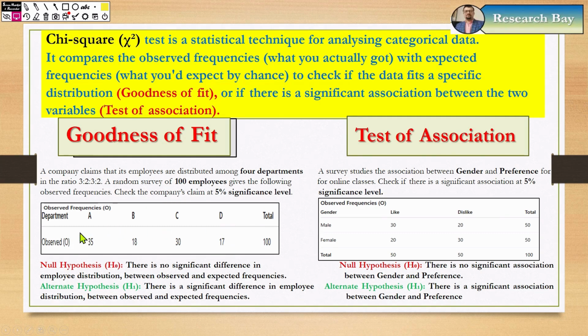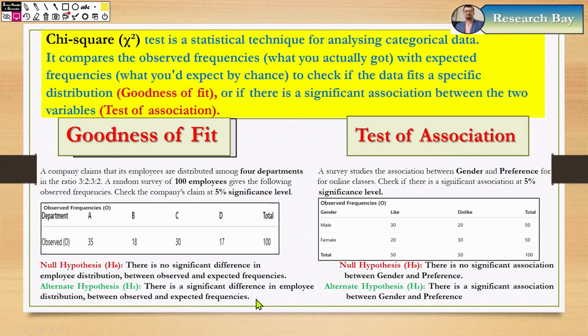Now, whether this distribution follows the theoretical, projected distribution, which is in the ratio of 3:2:3:2 for A, B, C, D departments respectively, we are going to find out through the chi-square goodness of fit test. For this, the first thing is that we frame the null hypothesis. The null hypothesis in this case is there is no significant difference in employee distribution between observed and expected frequencies. And the alternate would be there is a significant difference in employee distribution between observed and expected frequencies.